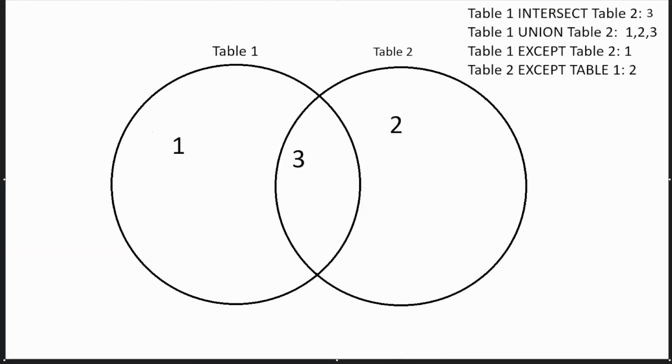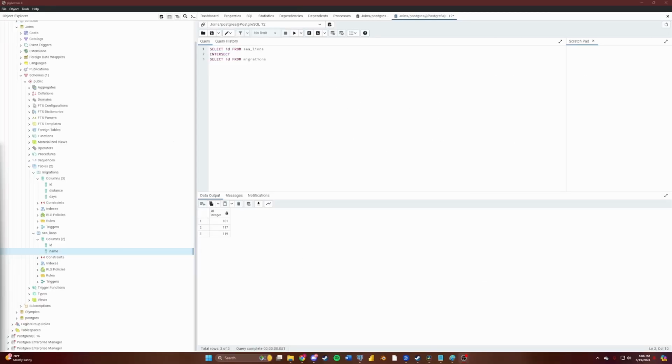So now we'll use a Venn diagram to really understand sets. In table 1 we have value 1, table 2 we have value 2, and the common value will be value 3. For table 1 intersect table 2 will be value 3 because that is where they both intersect. Table 1 union table 2 will be values 1, 2, and 3 because we are combining all of the values. Table 1 except table 2 will just give us table 1, and table 2 except table 1 will just give us value 2. And honestly speaking, that is all we have for joins and sets.